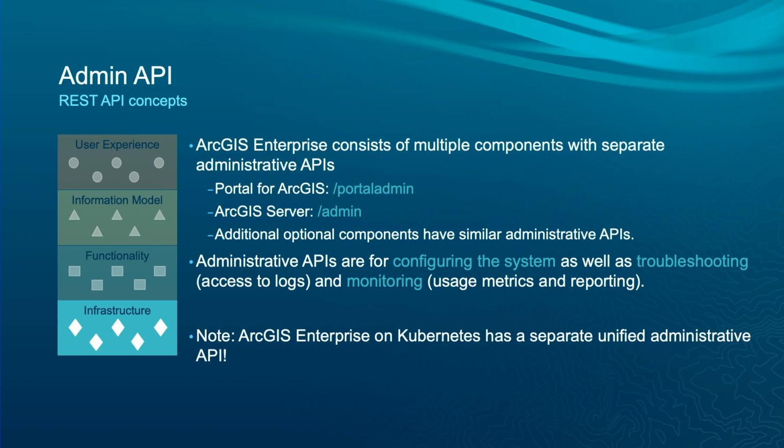One thing I want to note, though, is that Portal for ArcGIS and ArcGIS Server are only found in Enterprise on Windows and Linux. ArcGIS Enterprise on Kubernetes has an entirely different REST API called the Enterprise Manager API. So that's there for you too. It has its own set of documentation. There's a lot of parallels between them. So you don't need to be the expert, but just be aware that the APIs are going to vary a little bit there for you.